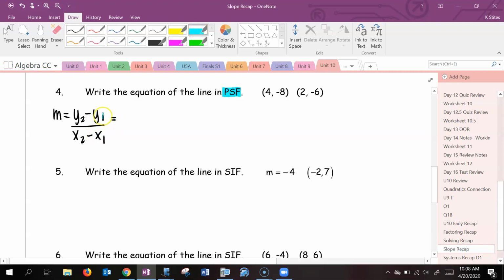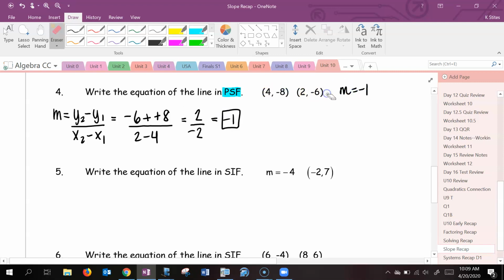Okay, so y2 minus y1 is going to be -6 minus -8, over x2 minus x1, which is 2 minus 4. Okay, this becomes a plus. -6 plus 8 is 2. 2 minus 4 is -2. And then always divide. 2 divided by -2 is -1. And that is my slope.